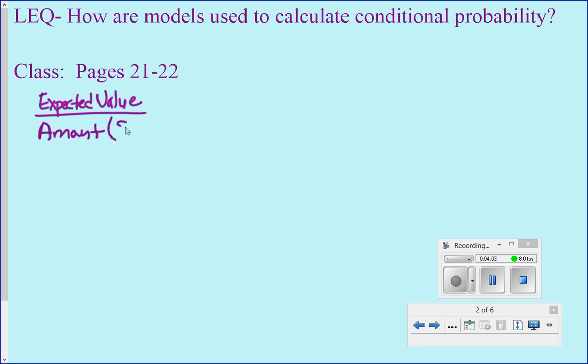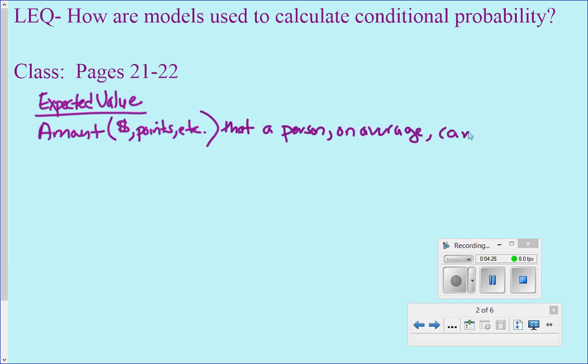and amount could mean money or points, etc. Could be other things besides money or points, but the amount of money or points or otherwise that a person on average can expect to win in a game of chance. That's what expected value is. So that's what it is, and then we talked about how to find it.